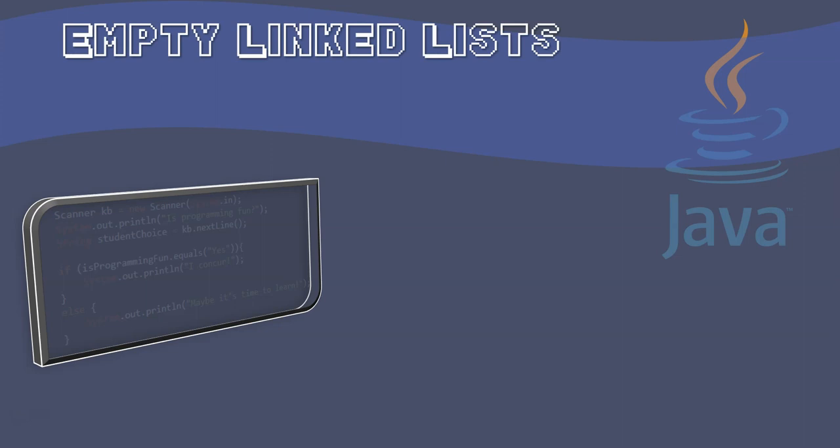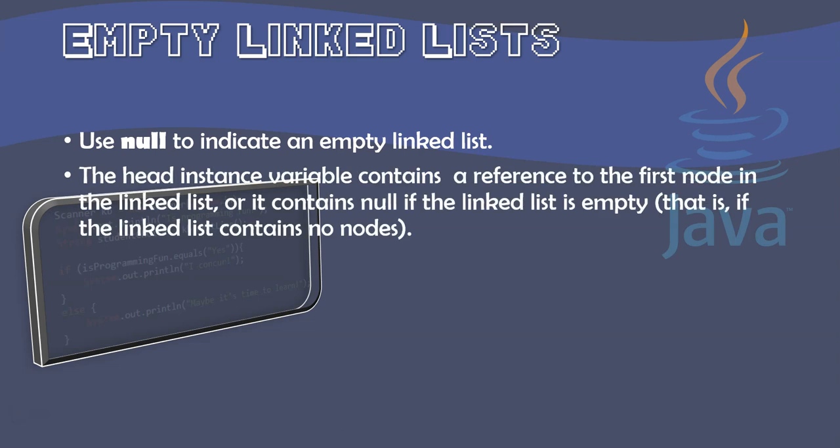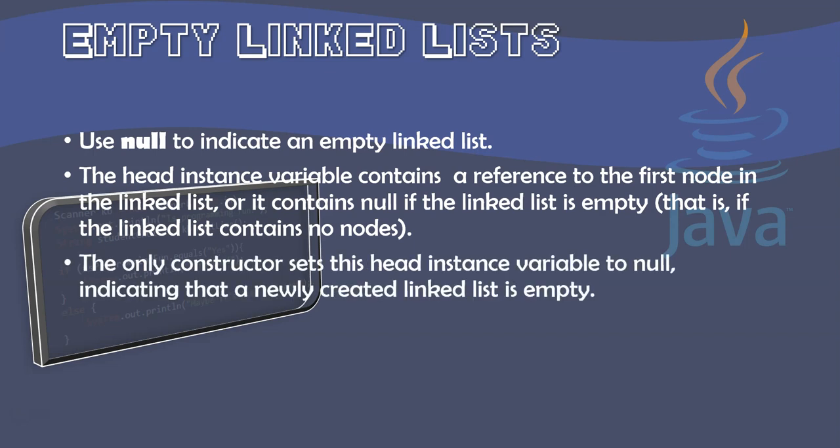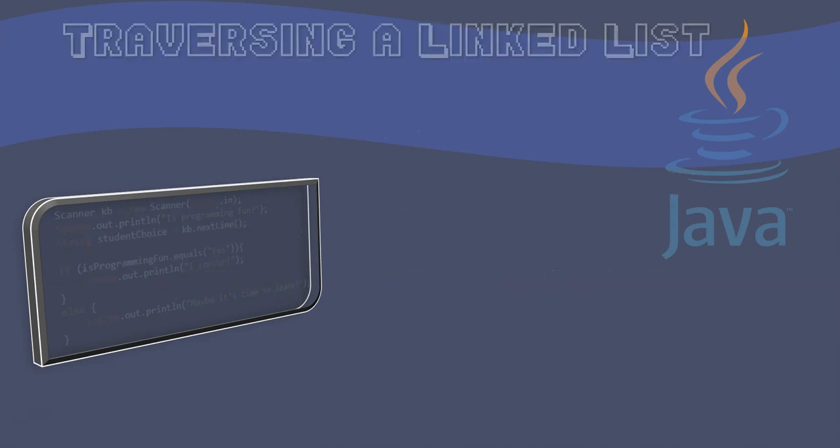Now, linked lists can be empty, and we can use null, of course, to indicate an empty linked list. In this case, the head instance variable will contain null if the linked list is empty. So if we look at it and the head is pointing to null instead of pointing to the next node in the list, well, it's an empty list. The only constructor sets the head instance variable to null, and that indicates that a newly created list is empty.